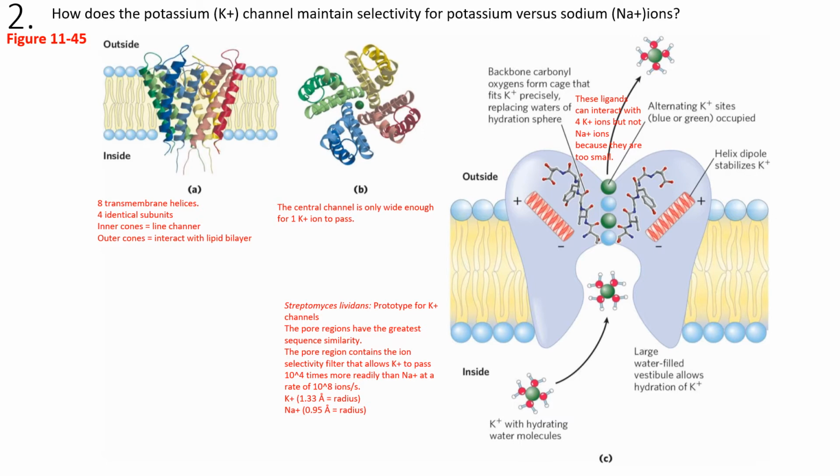So here in figure A, you can see the inside and the outside. In B, you see 8 transmembrane helices, 4 identical subunits. You have an inner cone which lines the channels, and then you have outer cones which interact with the lipid bilayer out here. For B, the central channel is only wide enough for 1 potassium ion to pass. So that's the potassium ion right here. So you're looking at it from above.